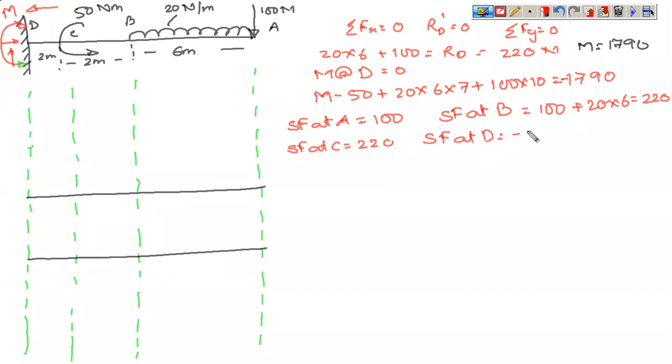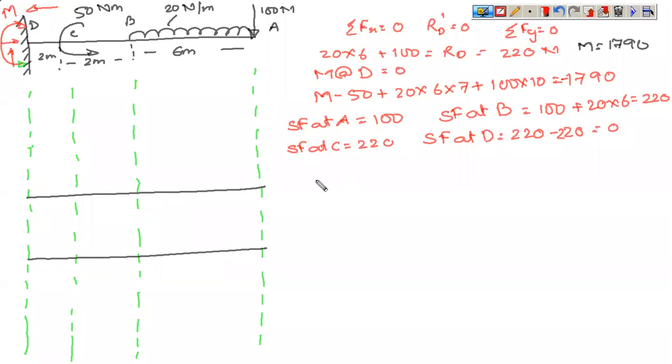So next is SF at D. So this is 220 minus 220 equal to 0. Why minus 220? Because this is upward acting force. Upward acting forces are negative as per the sign conventions when moving from right to left.